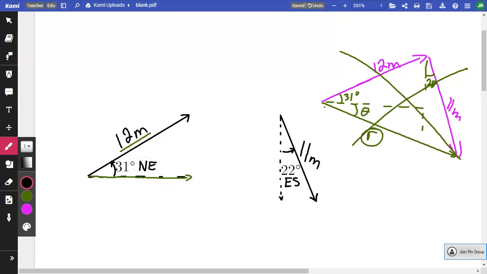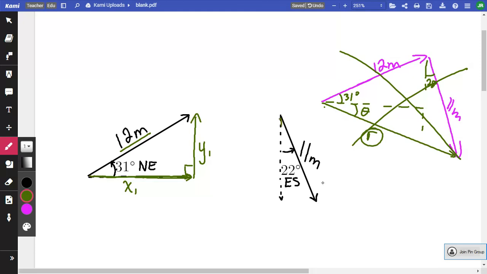Another way of saying 12 meters, 31 degrees north of east, is to say we went so far east and then we went a distance towards the north. Now this I'm going to call x1 and this I'm going to call y1. And this is going to be much easier to work with, x and y, rather than working with 12 meters 31 degrees north of east. Because x is going to be east, and y is going to be north. And that's much easier to work with.